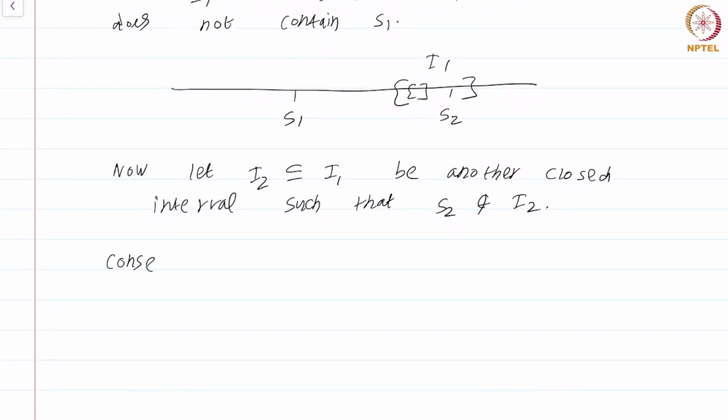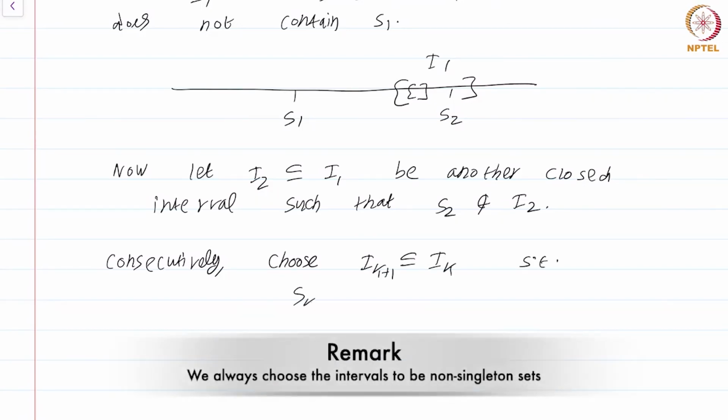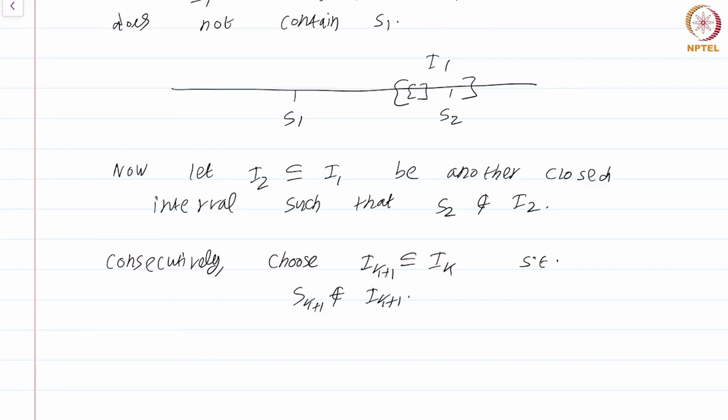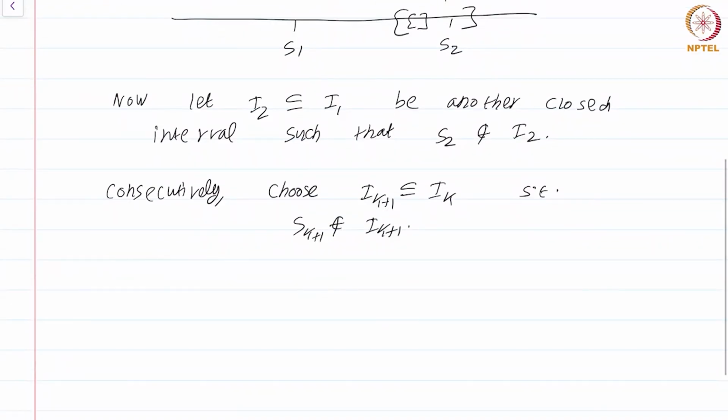consecutively, choose Ik plus 1 subset of Ik such that Sk plus 1 is not an element of Ik plus 1. This can always be done. Consider the intersection of Ik's, k running from 1 to infinity.